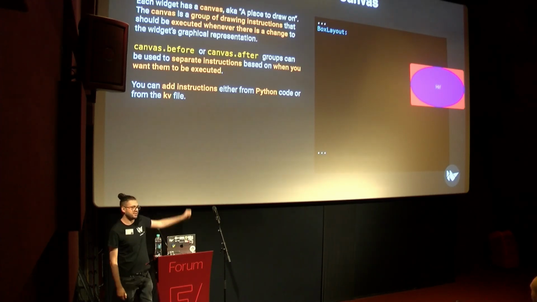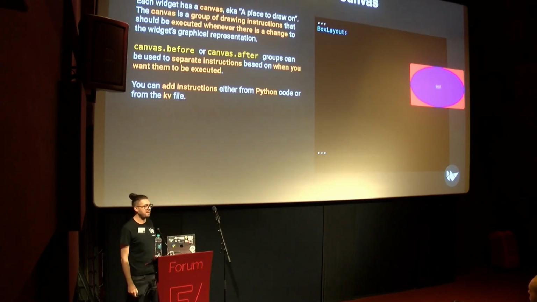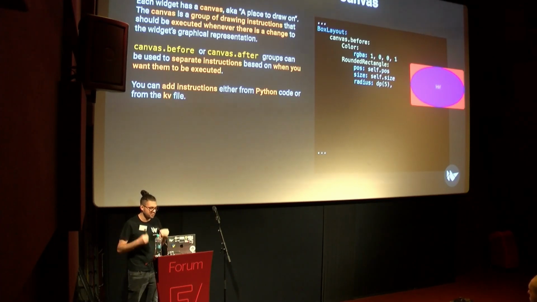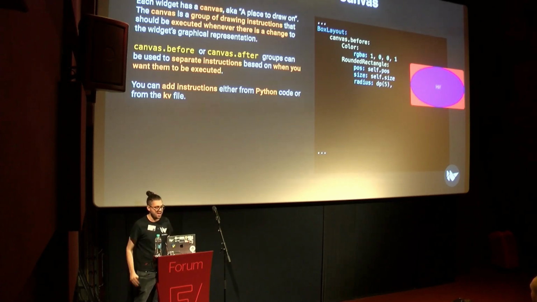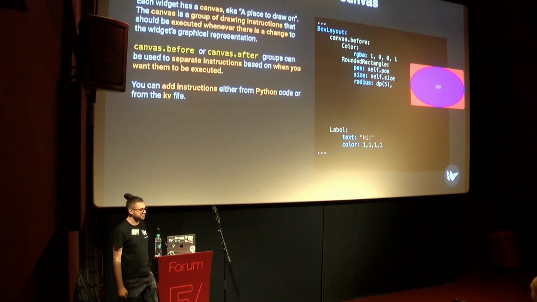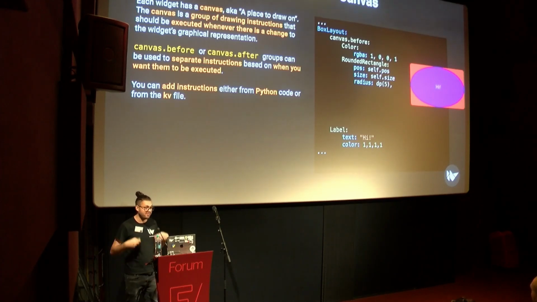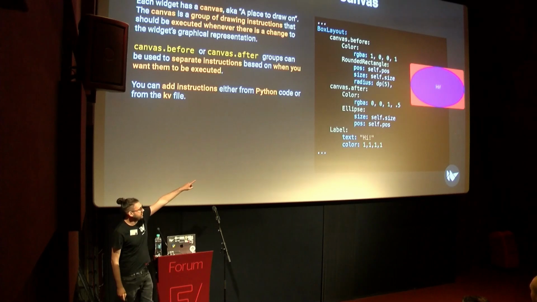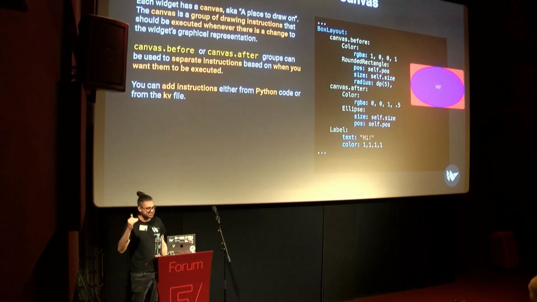So how can we do that? Well, let's start by using a blank box layout. And then with canvas before, so before everything, we are setting the color to red. And then with the color set to red, we are drawing a red rounded rectangle. Then on top of it, we are placing a label which says hi and which is full white. And on top of everything else, with canvas after, we are setting the color to blue with half the alpha value, and then we are drawing an ellipse. So for doing that, we should use canvas before, setting a label, and then using canvas after.